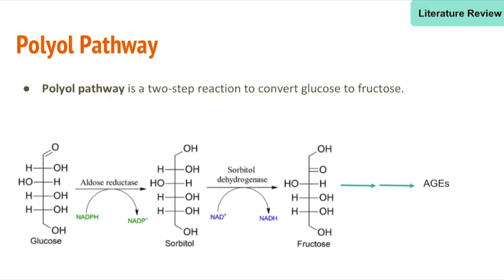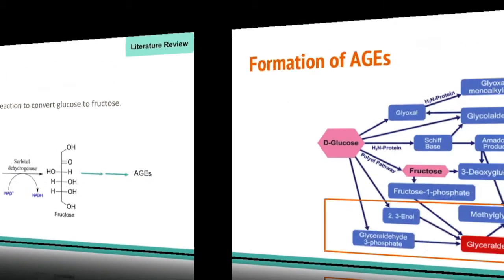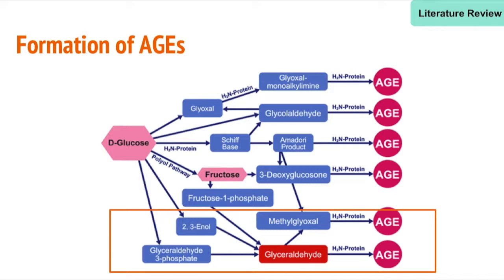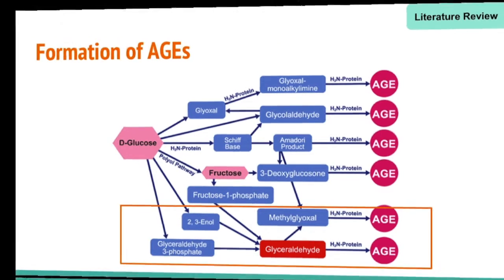The polyol pathway is a reaction that converts glucose to sorbitol, then to fructose. Fructose undergoes several reactions to form AGEs after reacting with proteins. The last two pathways in the formation of AGEs are glycolysis and the pentose phosphate pathway.